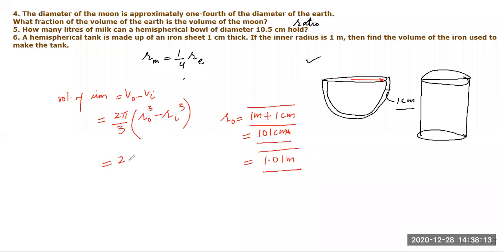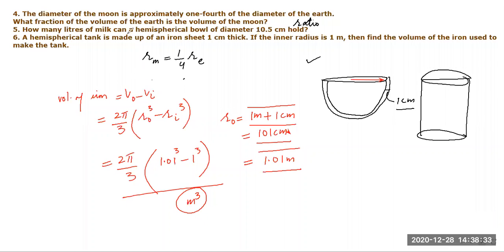That's all. So it will be 2 pi by 3 into ro, which is 1.01 cube minus 1 cube. That's all. This will be the volume in meter cube. Am I right, Rose? Yes. Okay, that's good. So we have 2 minutes. We can complete all the sums.